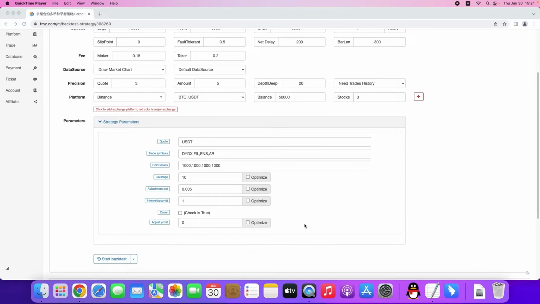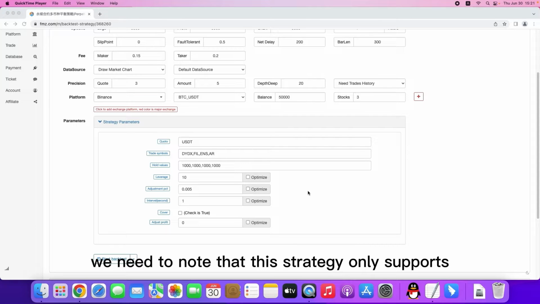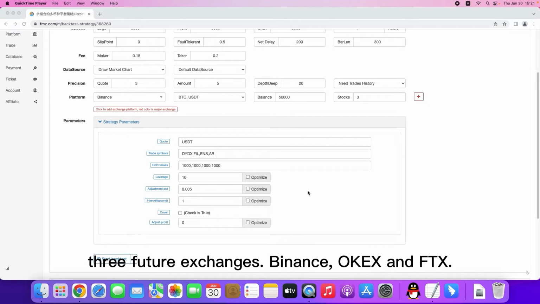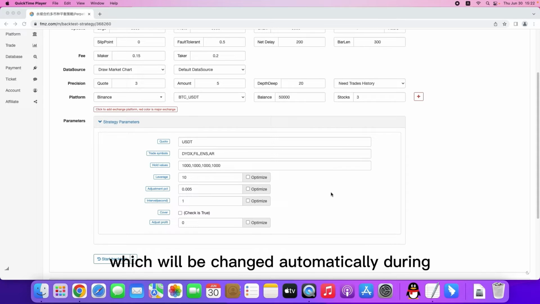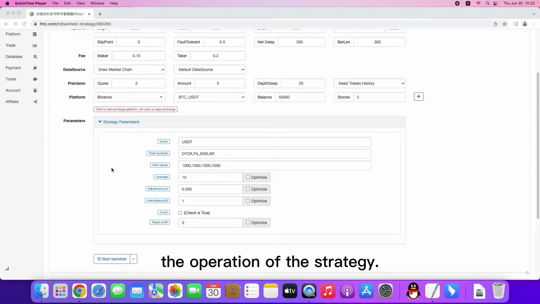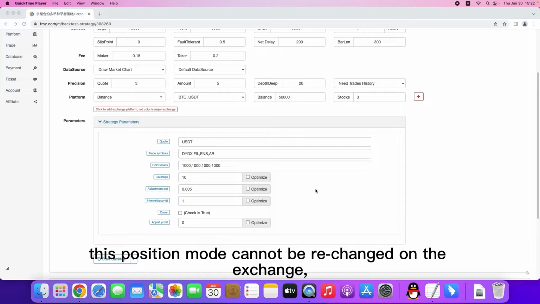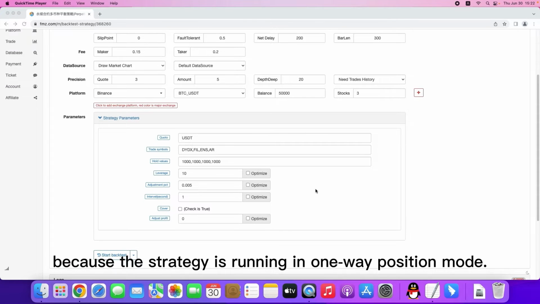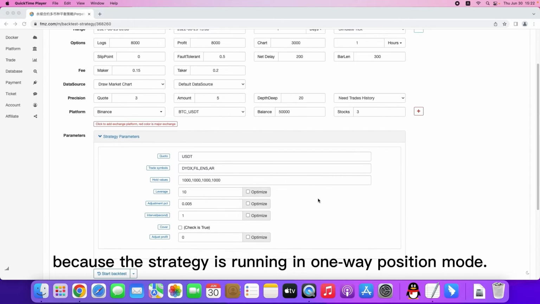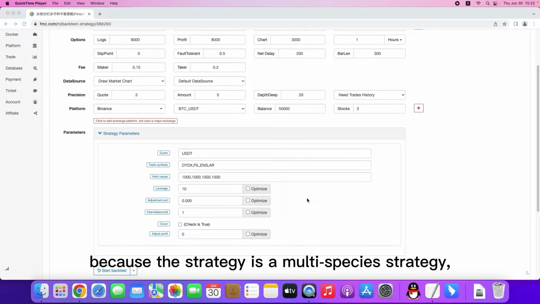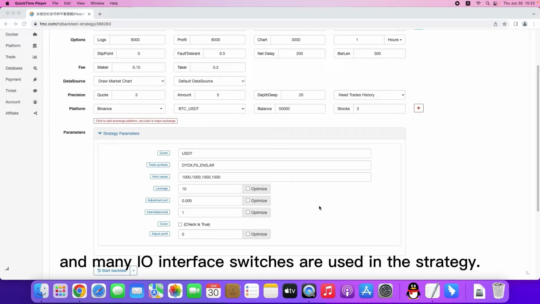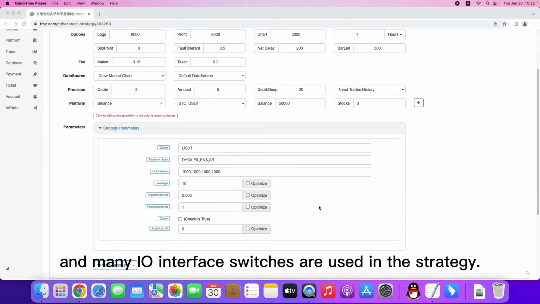For this strategy, we need to note that this strategy only supports three futures exchanges: Binance, OKEX, and FTX. The strategy needs to be set as one-way position mode, which will be changed automatically during the operation of the strategy. During the strategy operation, this position mode cannot be changed again on the exchange, because the strategy is running in one-way position mode. The strategy does not support backtesting, because the strategy is a multi-species strategy, and many I/O interface switches are used in the strategy.